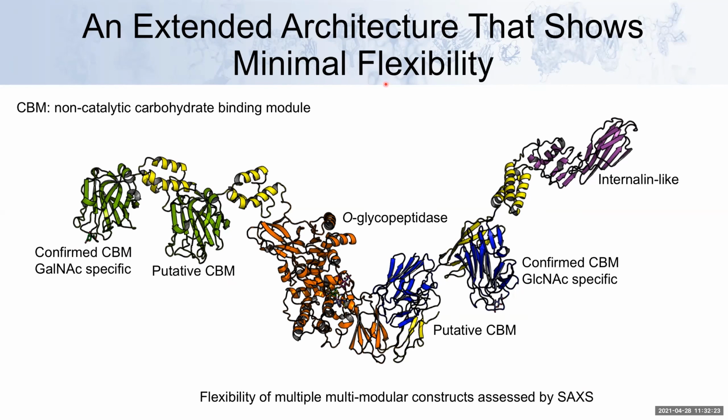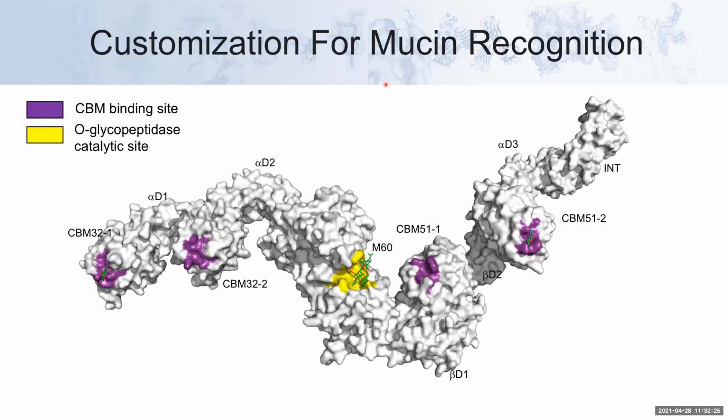Now, this isn't the most useful view. We can turn this around a little bit, give it a surface, color the binding sites and the active site. And what's important here is that these all fall in a line. And for you that are watching this, these binding sites and the active site all fall on the plane of your screen. So they're all in a nice line.